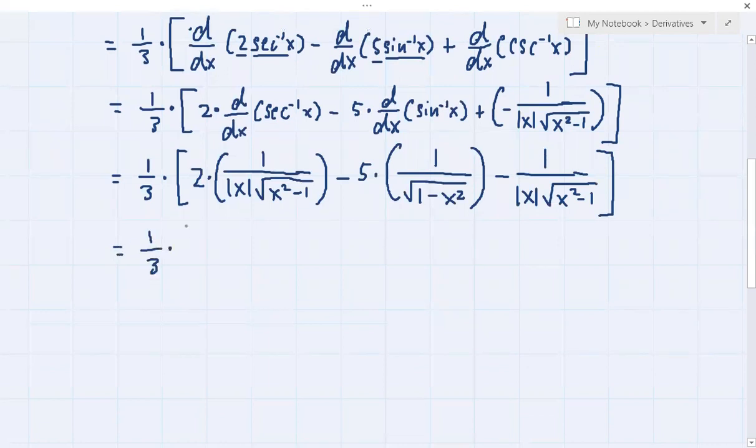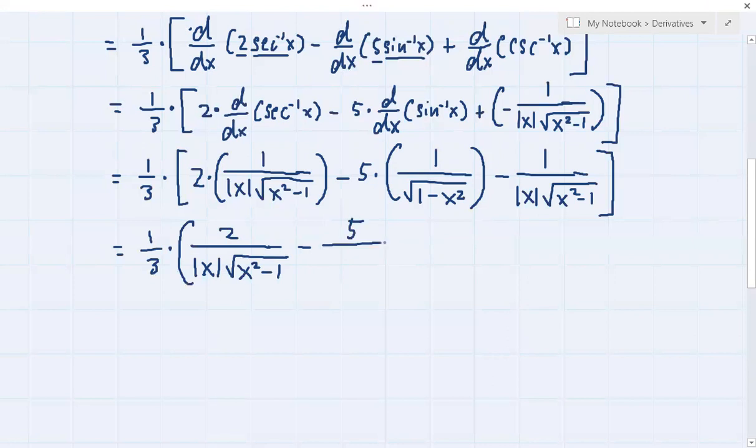Simplify pala, sorry. So, sa first term, if you're going to multiply 2 at saka yung naka-parenthesis, magiging 2 all over absolute value of x times the square root of x squared minus 1. Okay? Then next, sa second term, if you're going to multiply negative 5 at saka yung naka-parenthesis na 1 all over the square root of 1 minus x squared, magiging negative 5 all over the square root of 1 minus x squared. There you go. And let's copy the other term. Now, let's simplify.